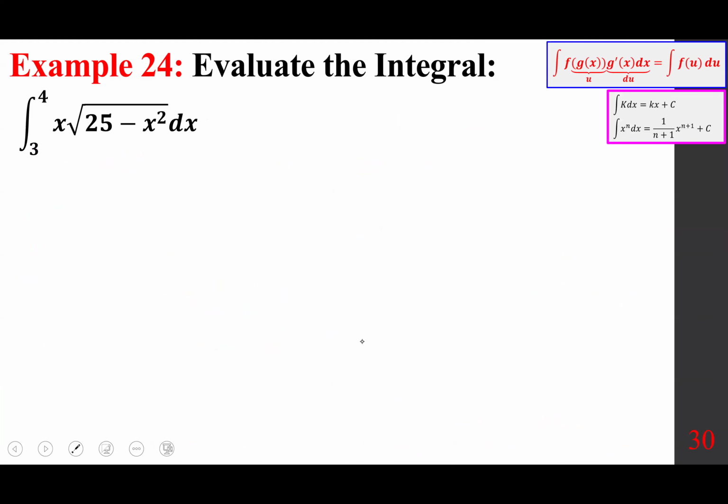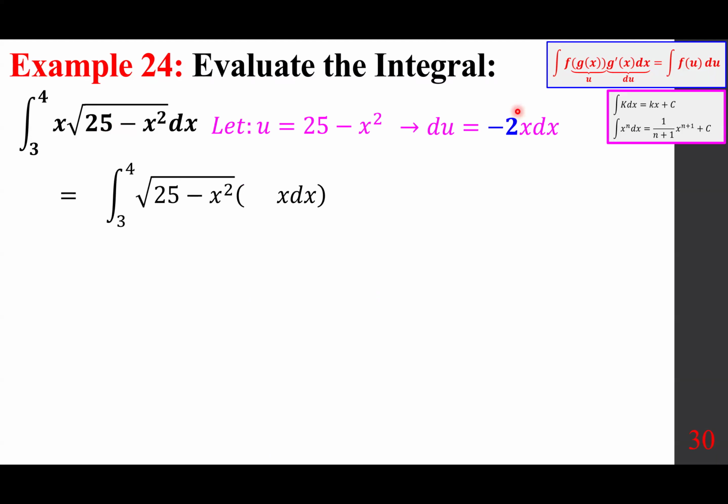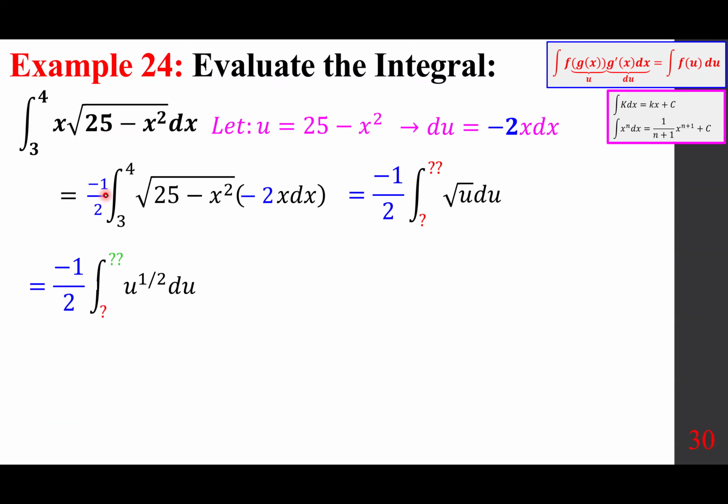What about evaluation of this integration? And so again, you have polynomials. 25 minus x squared is more complicated. Choice of u. Its derivative is negative 2x. That makes du negative 2x dx. And so we are going to move things around. We put the negative 2 and undo it. We rewrite it. And I'm not writing the limits yet because the limits are different.